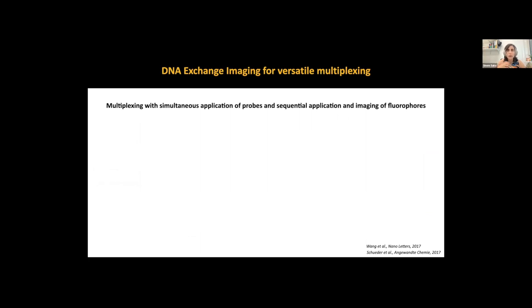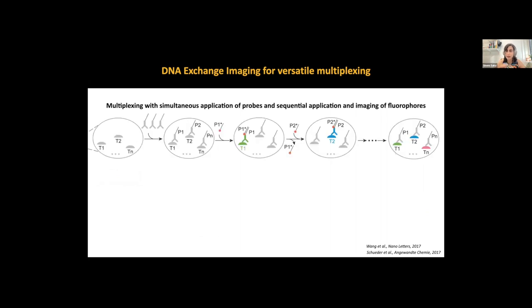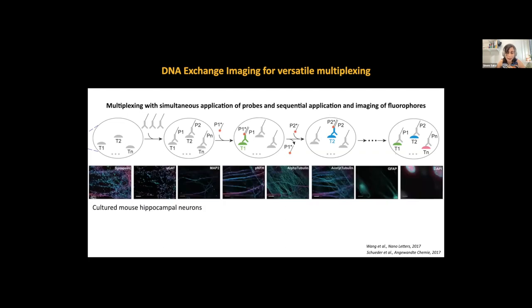When we now want to use it for in situ applications, one could change this engineering and make the binding a bit more stable. That will be diffraction limited, but it will be really useful for other types of applications beyond super resolution. In this case, we again multiplex with simultaneous application of probes and sequential application of imaging of fluorophores. Some of the earlier demonstrations were done on cultured mouse hippocampal neurons in this fashion, with primary and secondary antibody complexes, using stable binding of these probes as much as possible.